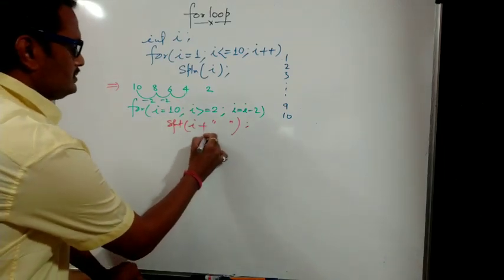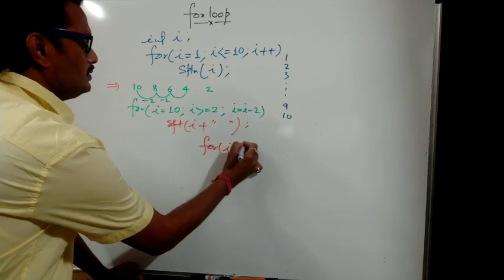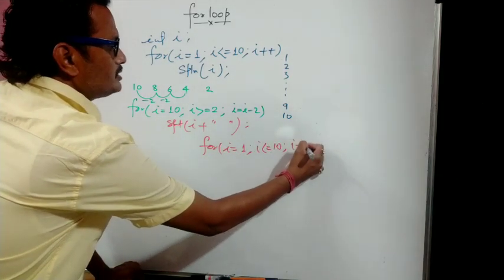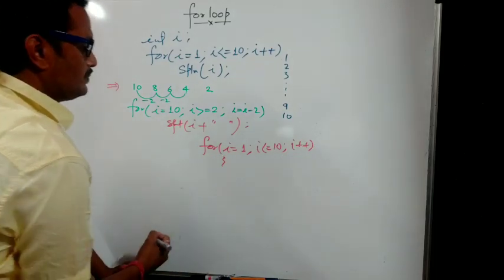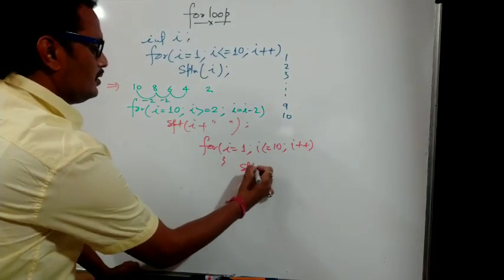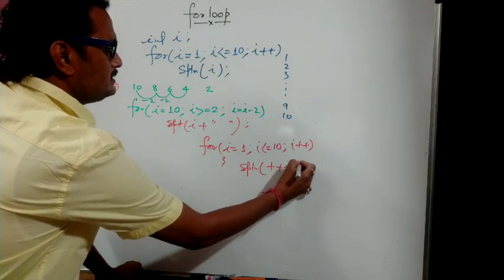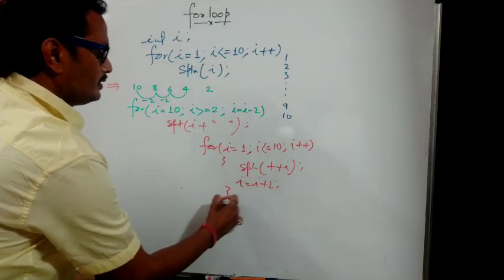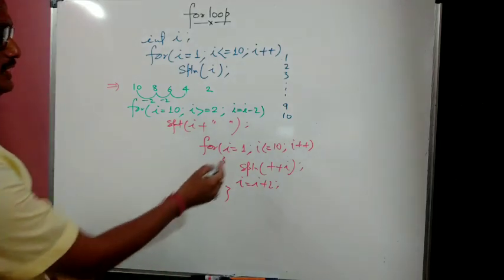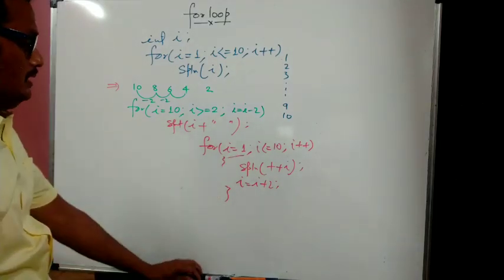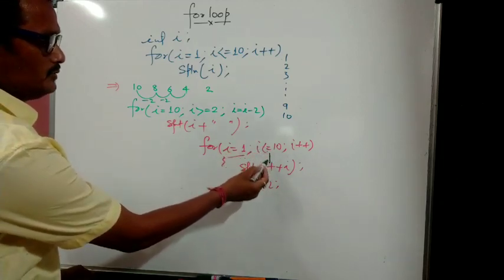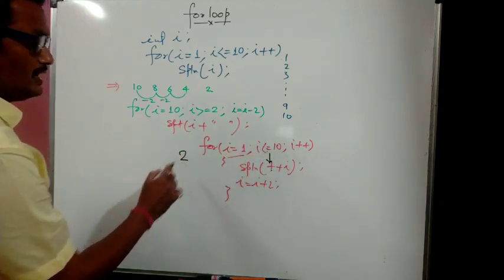One another example, suppose here you write I = 1, I <= 10, I++. Here is a block. Inside the block I am using I++, ++I, and I = I + 2. So what will be the output of this one? Starting value is 1. Okay. I <= 10, condition is true, it will go there. ++I means it will start with 2.